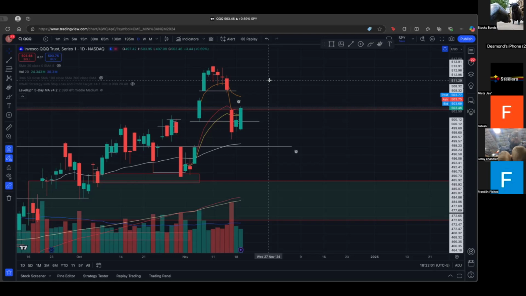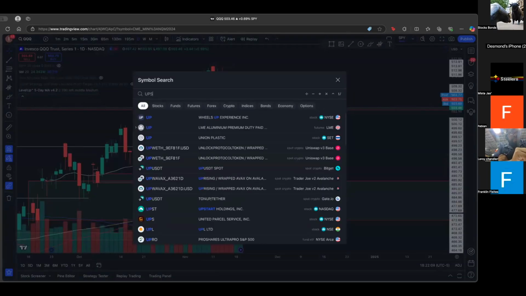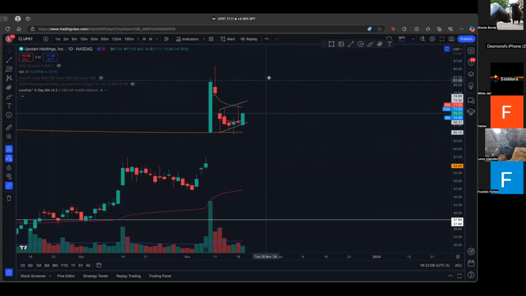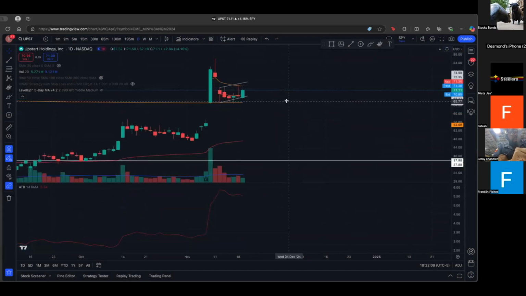Take UPST, for instance. UPST is a $70 stock, right? It has an ATR of almost $5.50, which means on a percentage basis, that's almost an 8% move every single day. A $5 ATR on a $70 stock is a bit volatile, which is telling you the stock is going to be a bit volatile. The ATR immediately told you it's a $70 stock, but it moves $5 every single day, which means you can expect at least an 8% move up and down on an intraday basis easily.